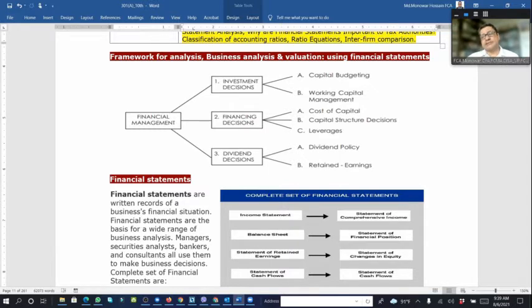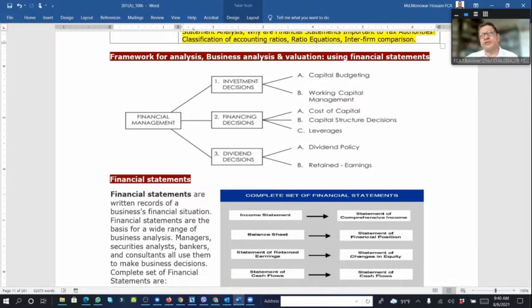In corporate finance, we have to manage the finance, and financial management has 3 components: investment decision, financial decision, and dividend decision. Investment decision depends on capital budgeting and working capital management. Capital budgeting is for the long term, more than 1 year, and working capital management is the short term, within 1 year, for operational purposes.